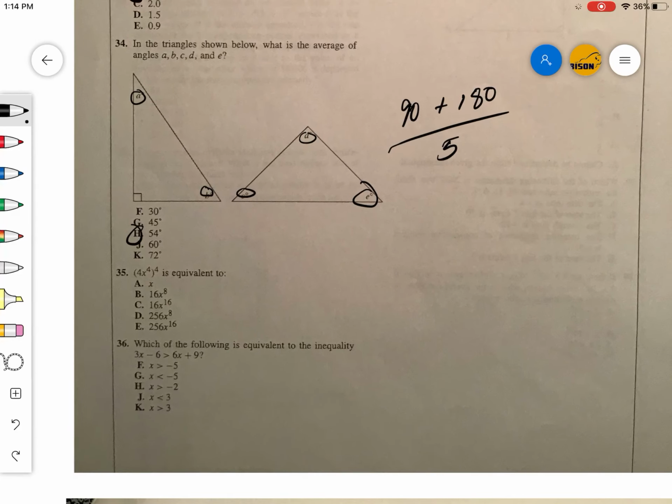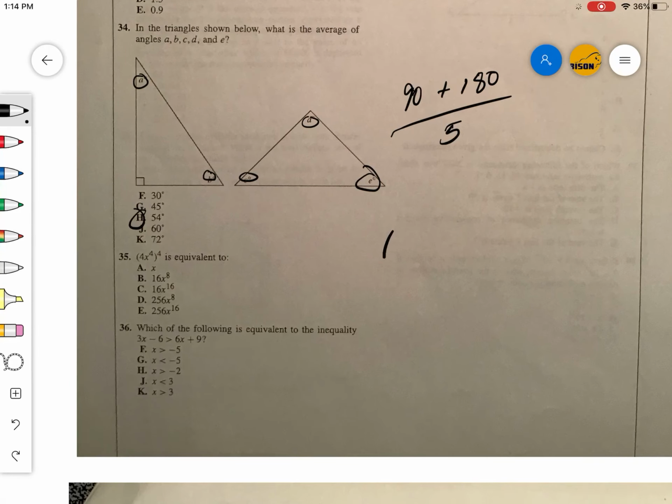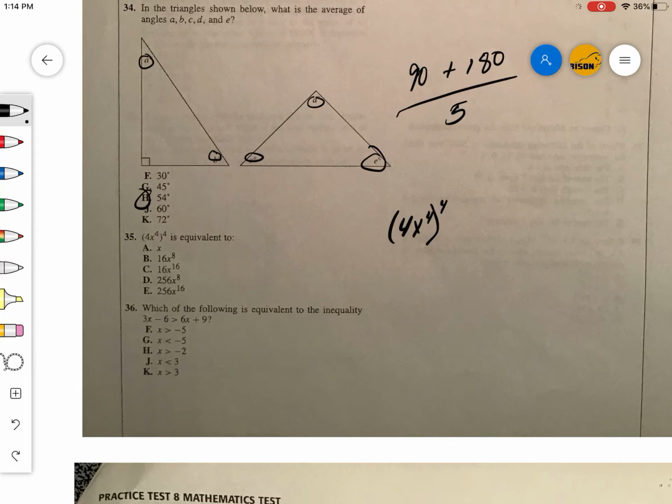All right, number 35. Let's understand the skill here. So we've got 4x to the 4th, to the 4th. Okay? What most people mess up is they don't take into consideration the whole number.